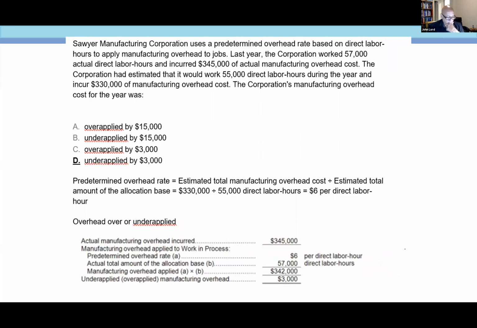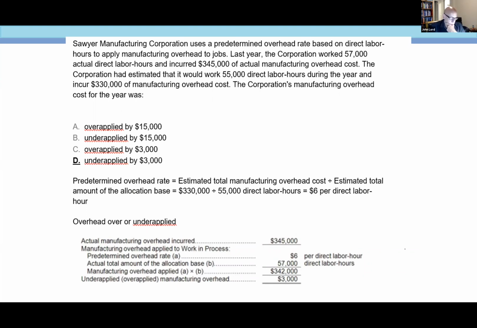Okay, let's look at this question. I'm going to answer any questions about this question, and then we're going to try the next one, which is similar to this one. But this is dealing with the under over applied. Yes, I will ask you questions. This is how I will ask you this.